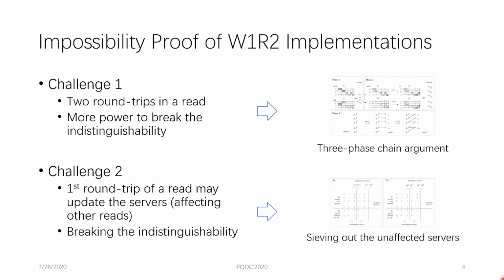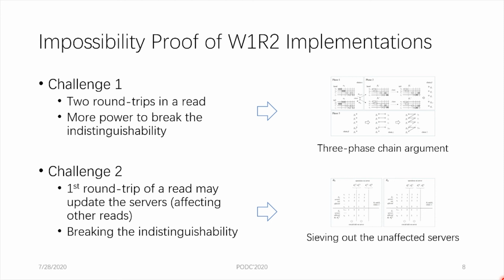To prove the impossibility of fast write implementations, we are faced with two critical challenges. First, since the read operation can now employ two round trips to communicate with the servers, the read operation now has more power to break the indistinguishability we are trying to construct. To address this challenge, we extend the traditional chain argument to a more complex three-phase chain argument in order to obtain the indistinguishability we need.